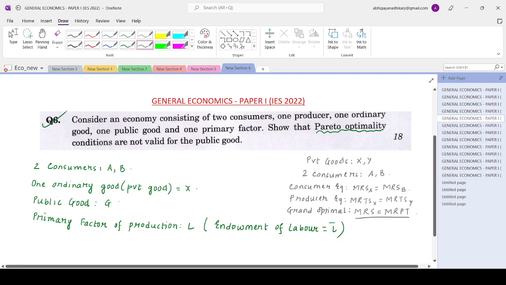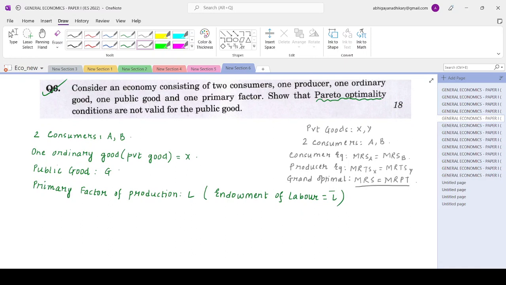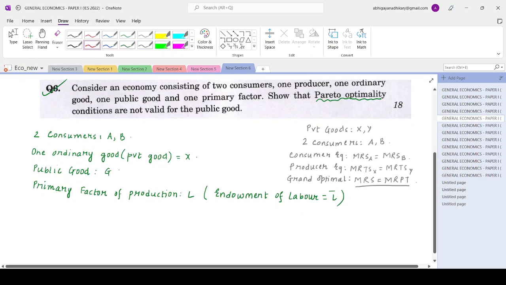Now what we are told is that in case of one private good and one public good, instead of two private goods X and Y, the optimal condition is not this, it is going to be something else. So if we can obtain what exactly the optimal solution will be in this case, then we can compare and check what we are getting over here. Before getting into that, let us first specify a few more details.